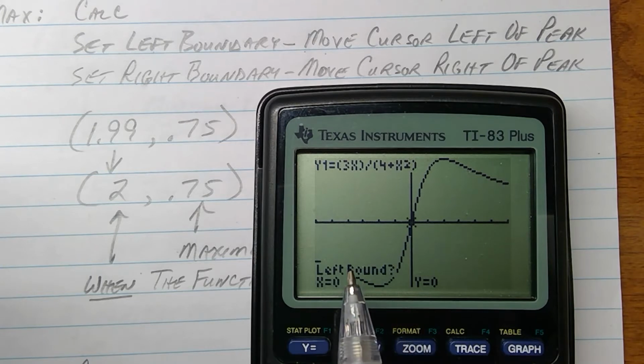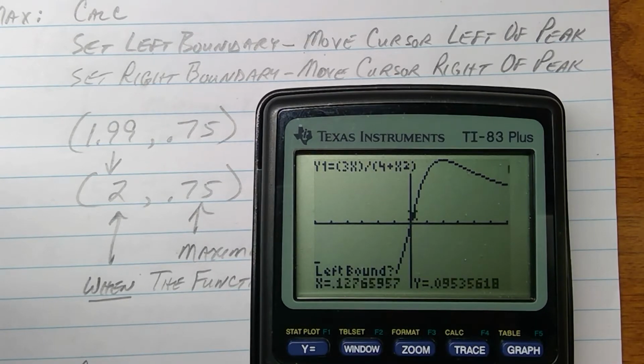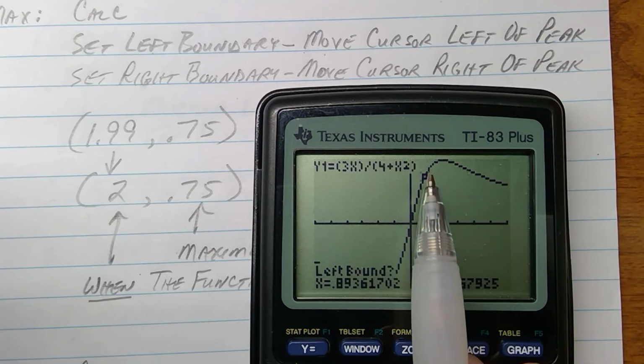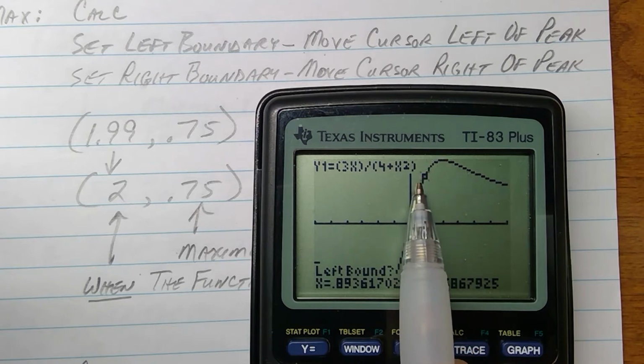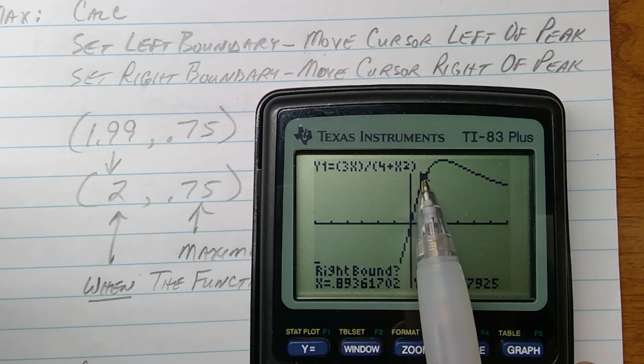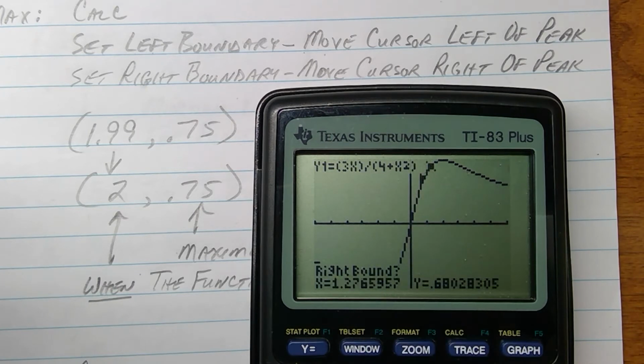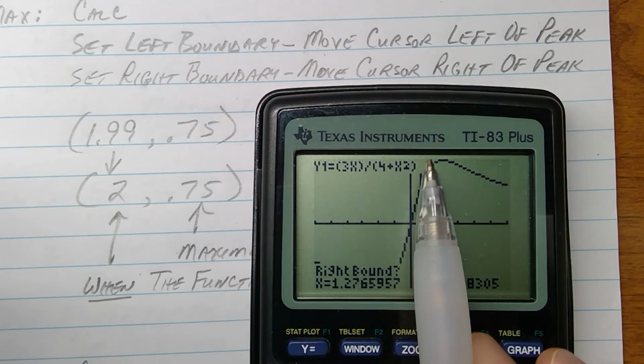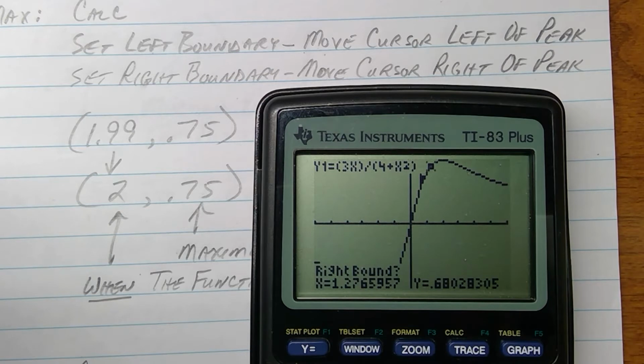So it's asking me for a left boundary. I'm going to locate my cursor, and I like to start out by just standing on top of the mountain there. Since it's asking for a left boundary, I'm going to take 5 or 10 or 15 steps to the left until I'm clearly to the left of the peak. Here's the peak, and I'm on the left side of it. I'm going to press enter to set that left boundary. It puts a little triangle here on the 83 where it sets the fence. On some of those 84s, it'll draw the fence for you, so you'll see a vertical dashed line.